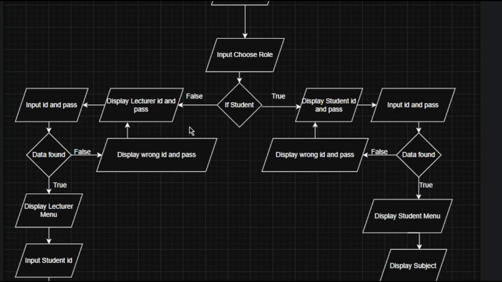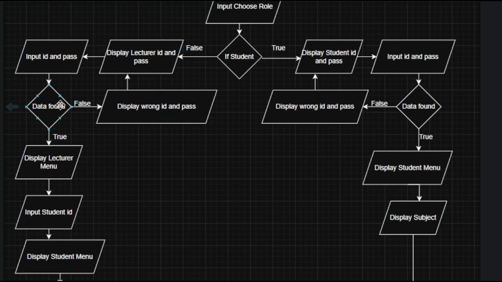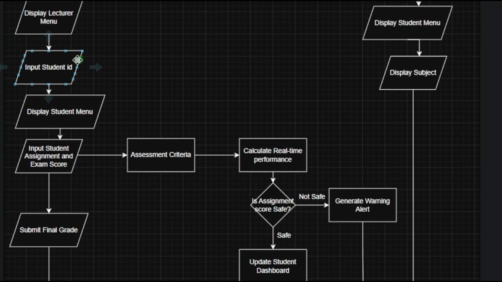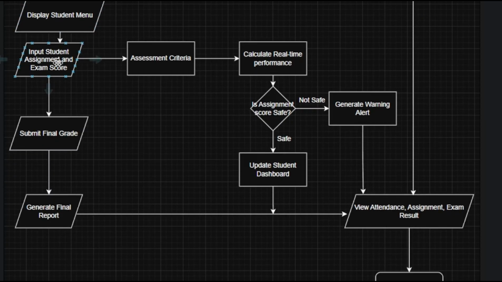Then if you choose the lecturer role, the system will display lecturer ID and password and let you input them. If you input the wrong one, it will go back to display lecturer ID and password and input again. Now if you input the correct one, the system will display the lecturer menu and then let you input the student ID and display the student menu, and let you input the student assignment and exam score.